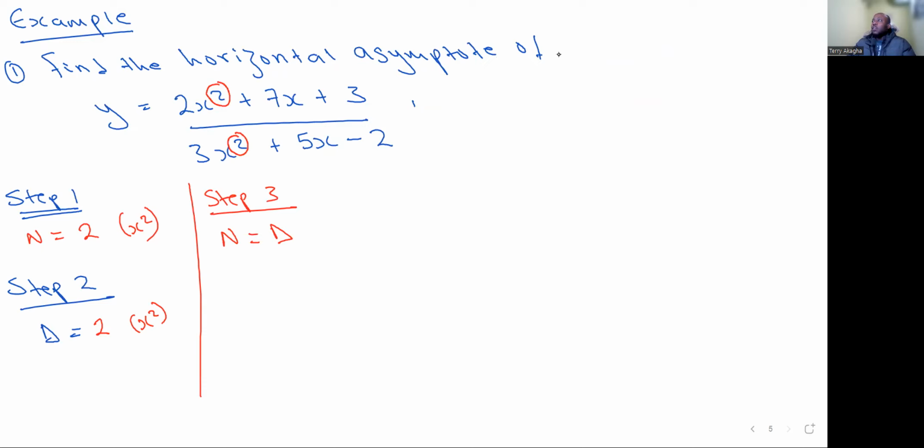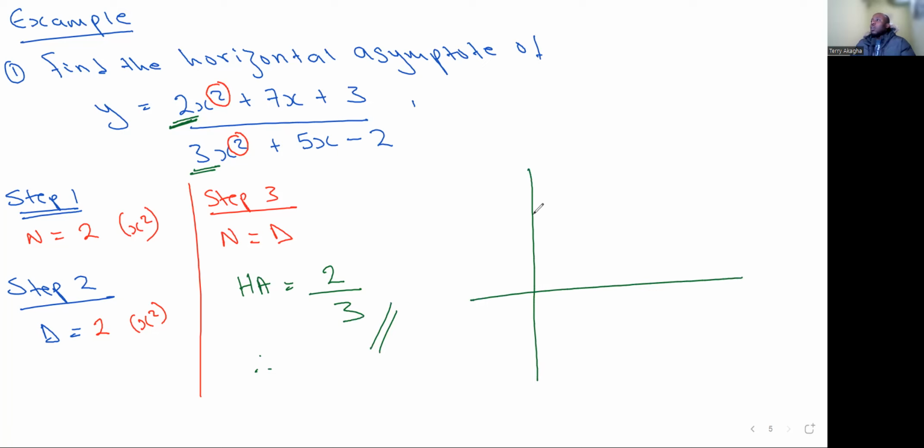Now, what is the leading coefficient of n here? The horizontal asymptote is going to be the leading coefficient of n, which is 2, divided by the leading coefficient of d, which is 3. So the horizontal asymptote for this is equal to 2/3. So when we draw this graph, the horizontal asymptote is going to be at this point here, the imaginary line.